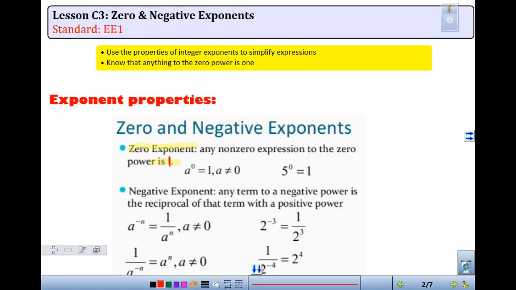The second part is that negative exponent. Anytime you have a negative exponent, the key word is reciprocal.